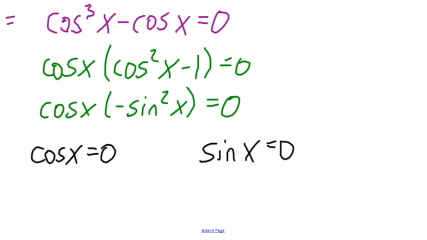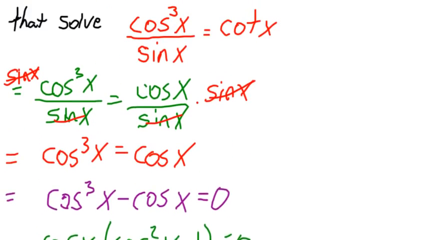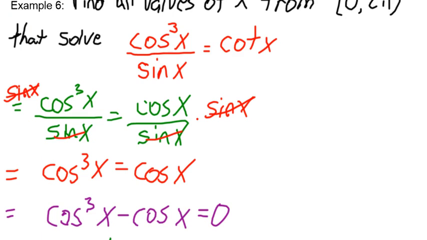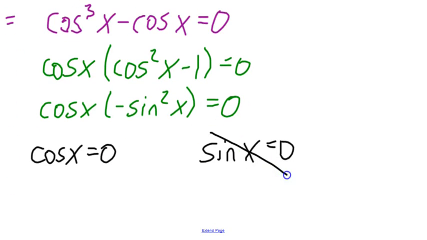Looking at these and what we started with in the beginning, remember we started with sine of x in the denominator. So we can ignore where sine of x is equal to 0. Because those are in the denominator, it would be undefined. Those values don't even matter. The only values we're concerned with are where cosine of x is equal to 0.